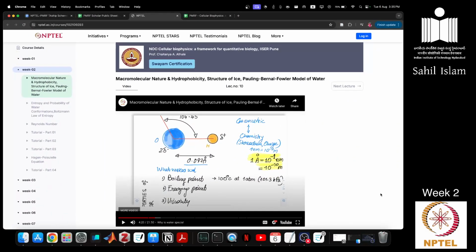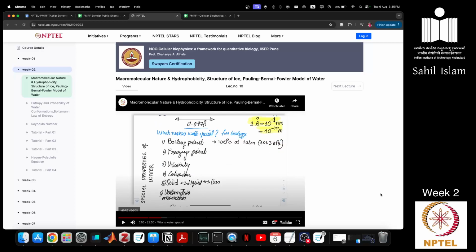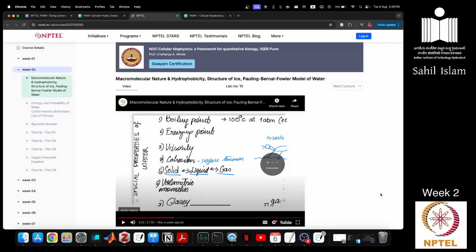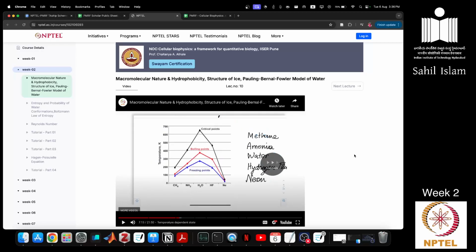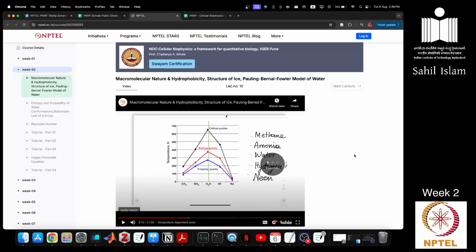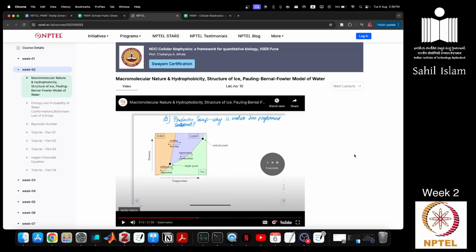Here, so boiling point, unusual boiling point, and this is the surface tension. You see this here, the insect can walk on top of water because of surface tension, and this relates to the answer he is discussing here. The boiling point and freezing point are everything unusual because of the hydrogen bond and some other reasons that were discussed in this lecture.